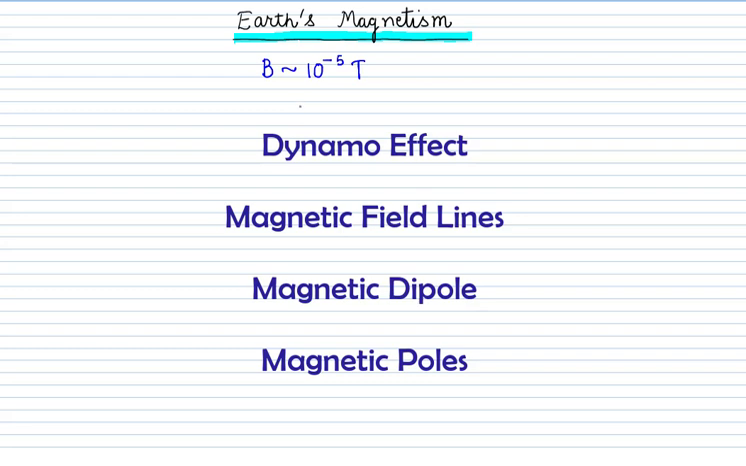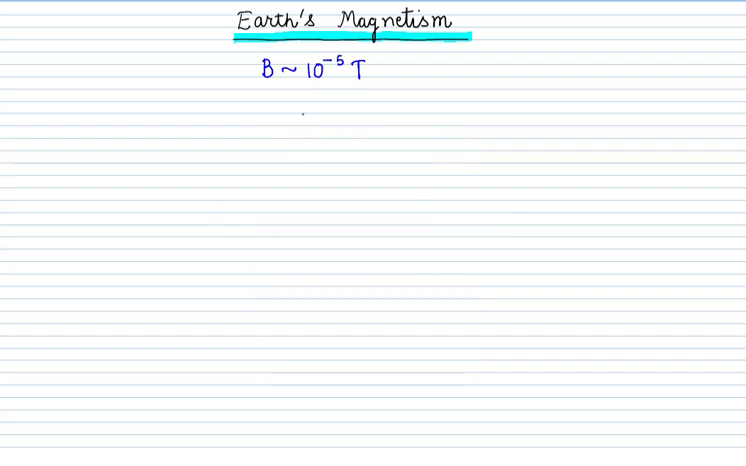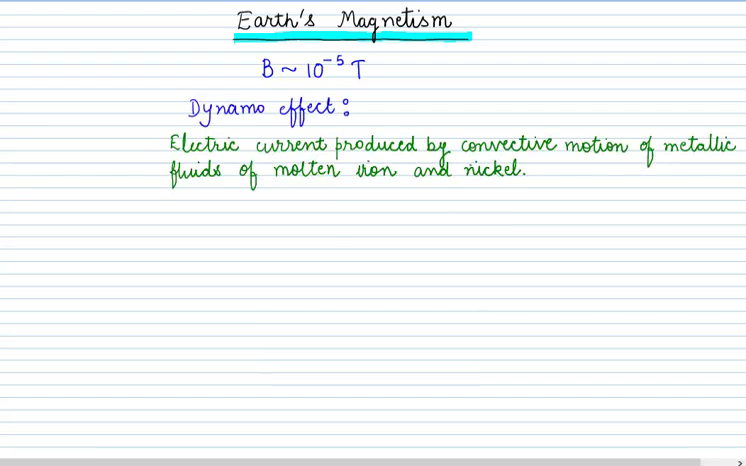So due to the movement of these metallic fluids of molten iron and nickel, there is a current. And due to this current, this magnetic field is produced. And this effect we call the dynamo effect. And this is the best known theory to date. Although the research is going on, for today, this is the best known theory. So we consider this dynamo effect as the best explanation for the existence of the magnetic field within the Earth.